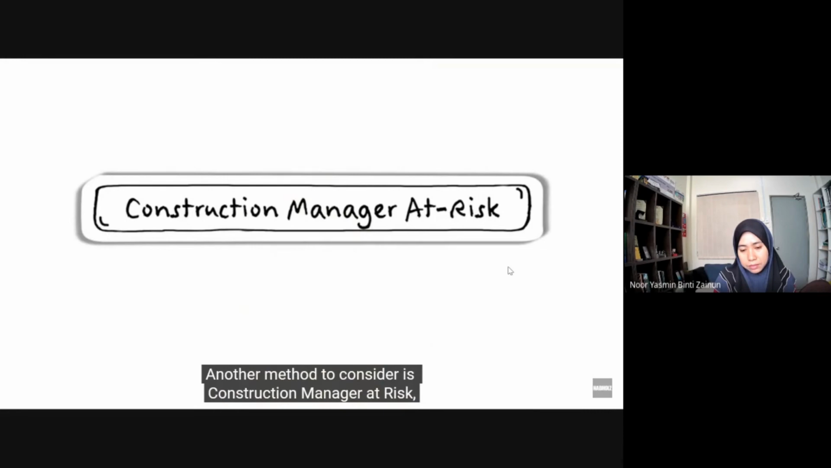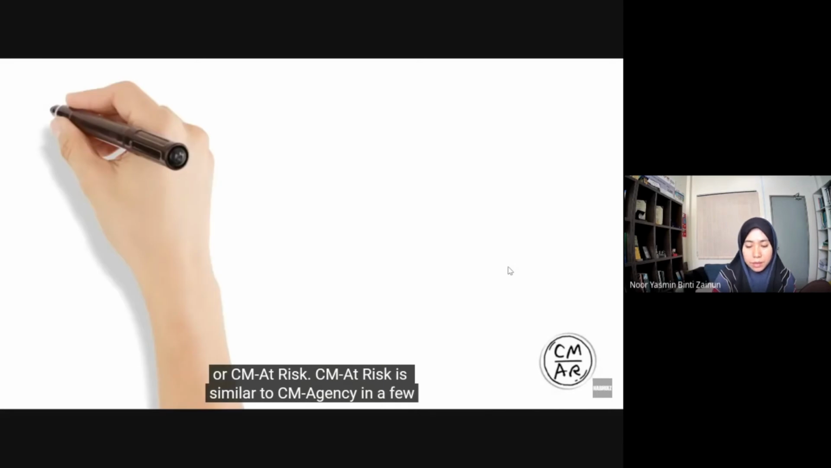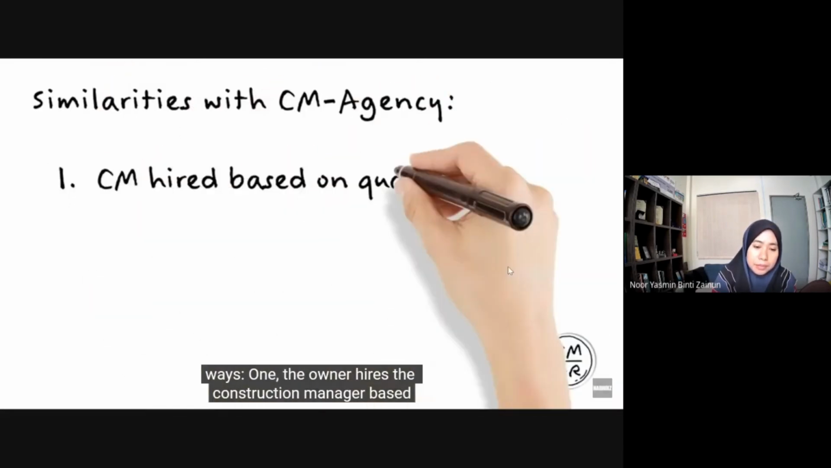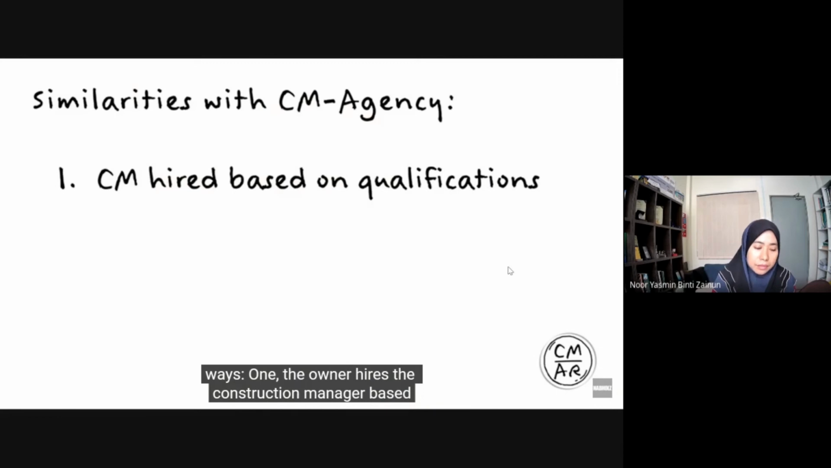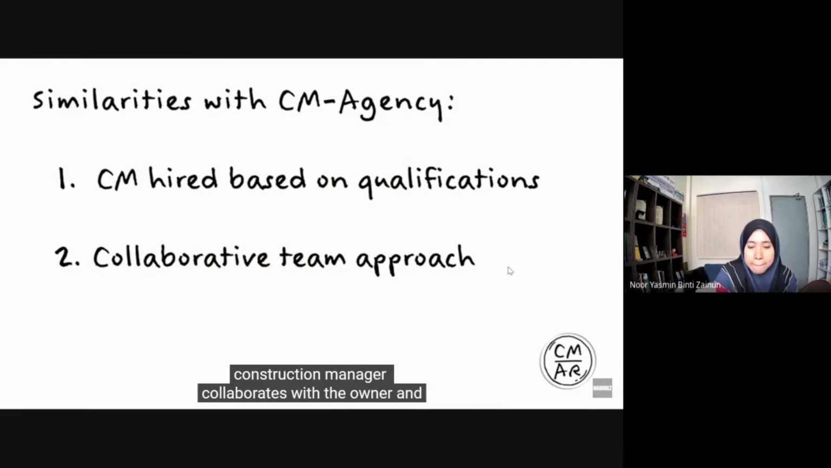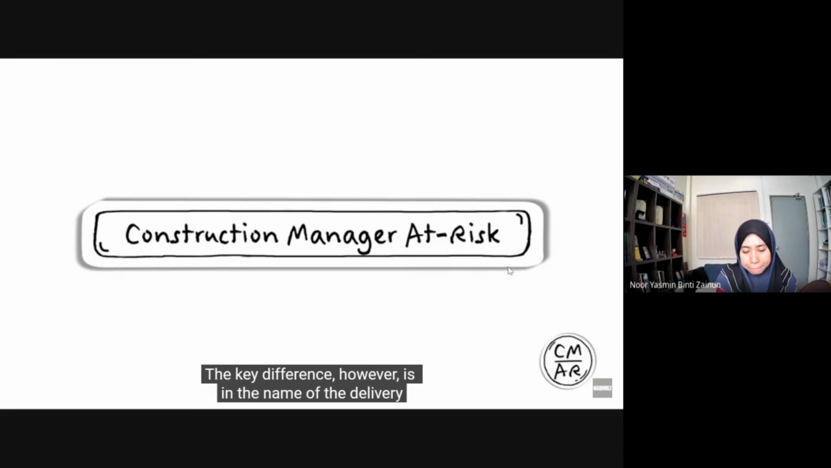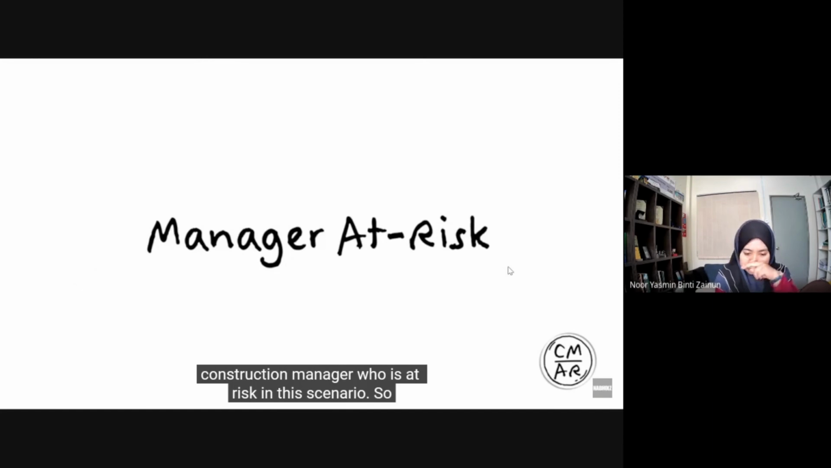Another method to consider is Construction Manager at Risk, or CM at Risk. CM at Risk is similar to CM Agency in a few ways. One, the owner hires the construction manager based on qualifications with a negotiated fee. Two, the construction manager collaborates with the owner and architect during the design phase to help shorten the schedule, reduce the need for change orders, and build more value into your project. And three, you still have access to all project cost information in this open book delivery system. The key difference, however, is in the name of the delivery method itself. Instead of the owner, it's the construction manager who's at risk in this scenario.